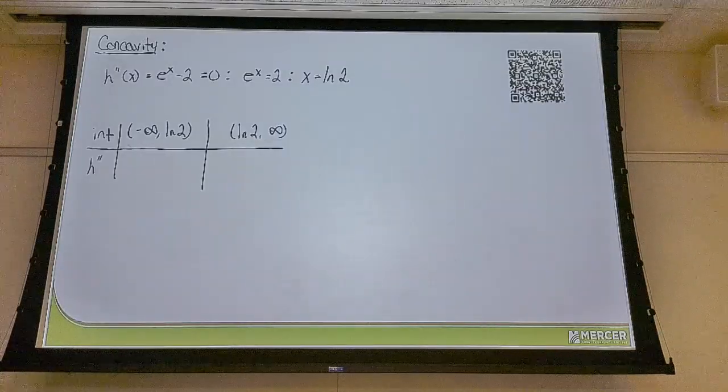E to the 0 minus 2. Is that positive or negative? Negative. Natural log of 2, no idea. But I know that natural log of 3 is in there. 3 is larger than 2, right? So natural log of 3 has to be larger than natural log of 2. Plug in log 3. E to the log 3 is 3. That's why I chose it. You also could have just done 1,000. E to the 1,000 is clearly larger than 2.